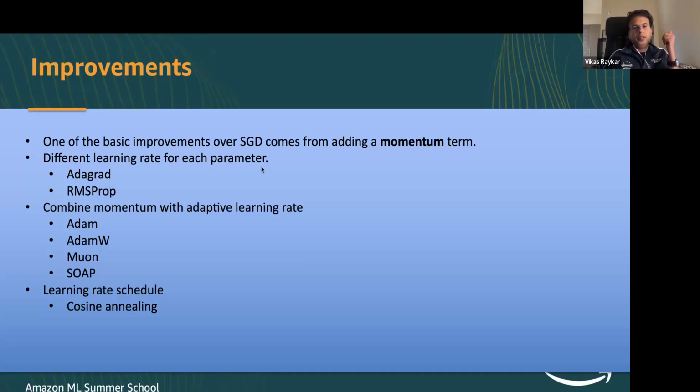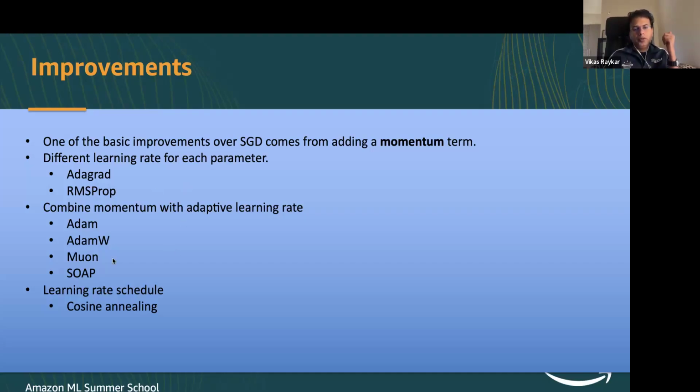The more modern ones try to combine both momentum and a different learning rate for each parameter. These are methods known as AdamW, Muon, SOAP, etc. If you take one thing away, right now the most popular SGD algorithm is AdamW, or maybe Adam, which combines both momentum and adaptive learning rate.